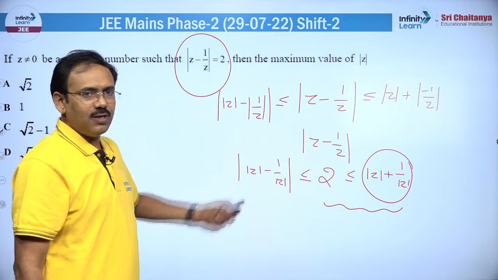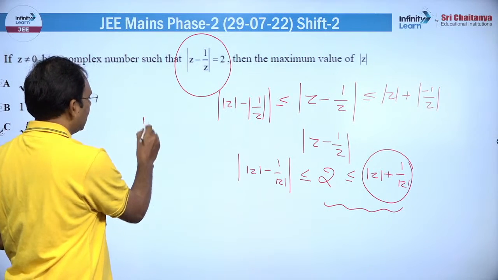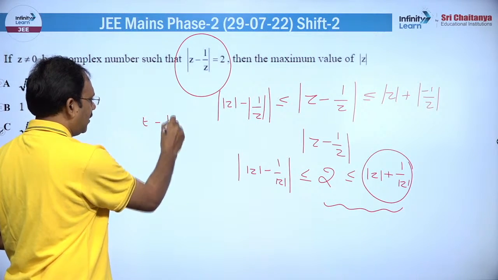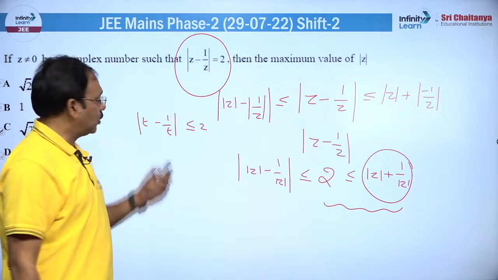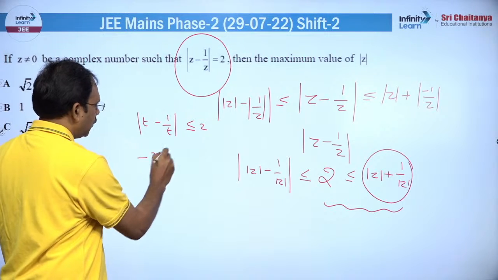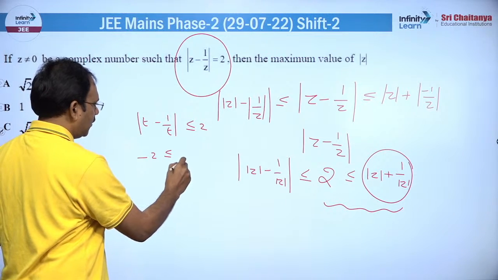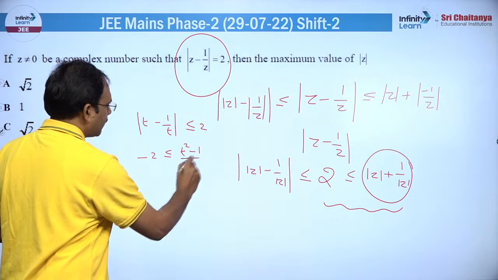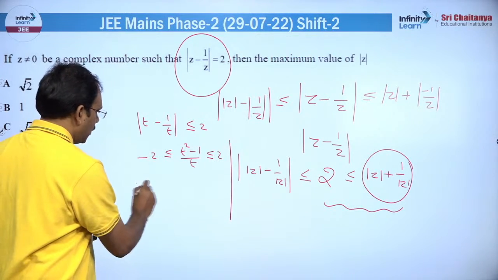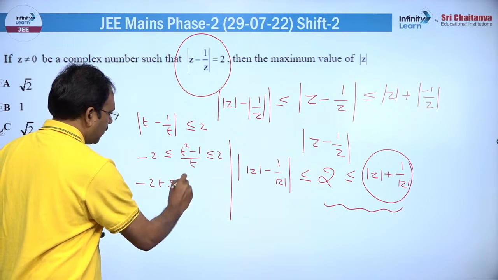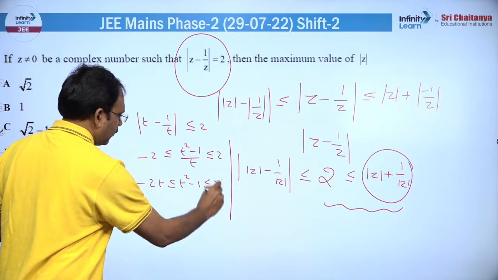What you need to know is, |Z| you take it as t, |t − 1/t| less than or equal to 2 is to be solved. Do remember t is positive. So, you apply −2 ≤ (t² − 1)/t ≤ 2, where t is positive, you can write −2t ≤ t² − 1 ≤ 2t.